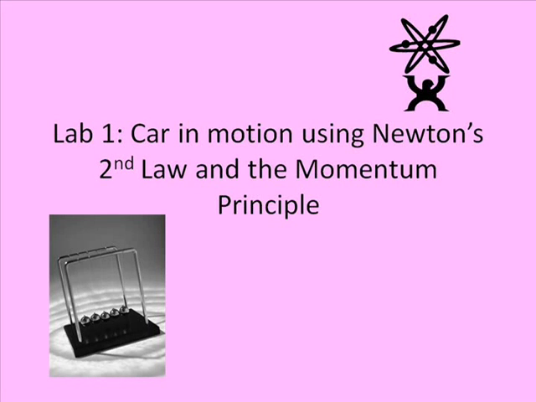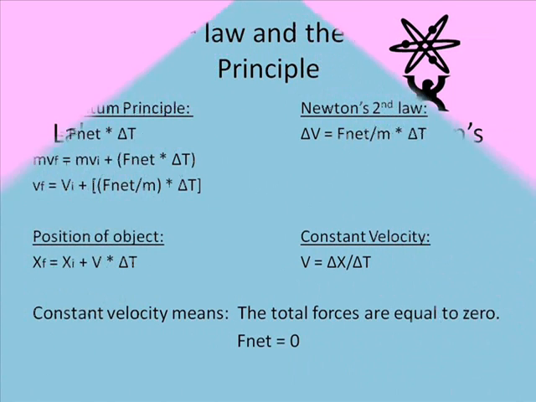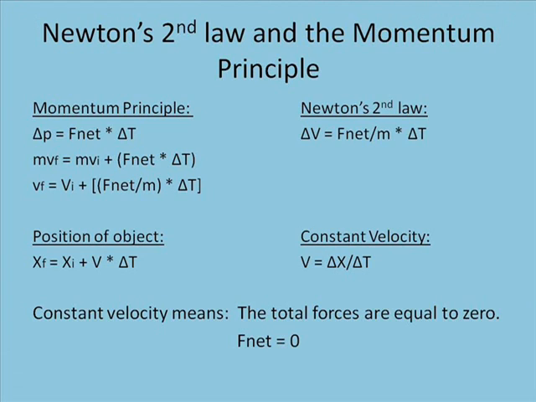For the first physics lab, we are going to observe objects under constant velocity using the momentum principle and Newton's second law. First, we need to know what the formulas are and what constant velocity means. In this case, constant velocity means that the total forces acting on the object are equal to zero by adding or canceling each other out.